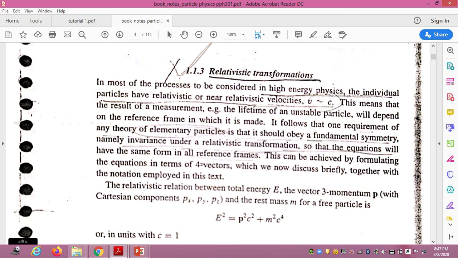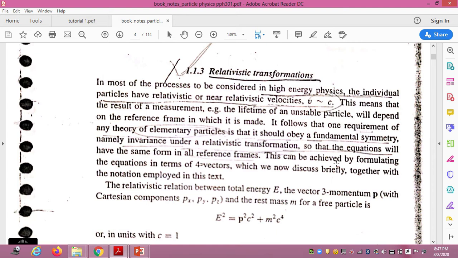But our requirement is that we can make the equations obey a fundamental symmetry. What do we mean by fundamental symmetry? It means that the equations should be invariant under a relativistic transformation. That means once we go from one frame of reference to another, they should have invariance in their equations, so that the equations will have the same form in all the reference frames.